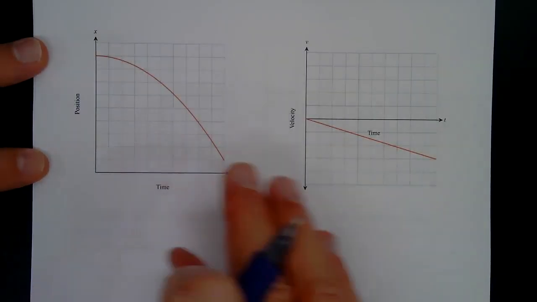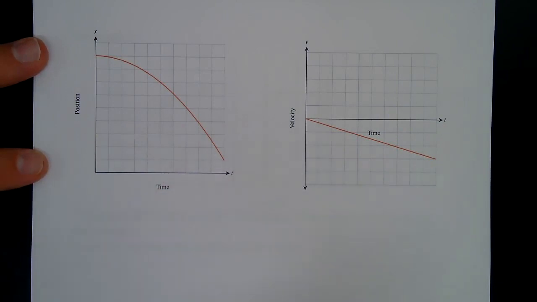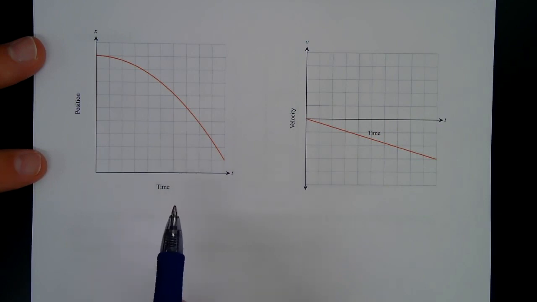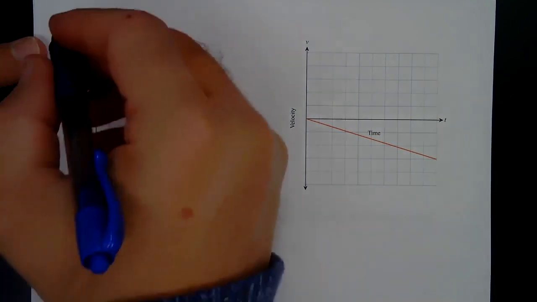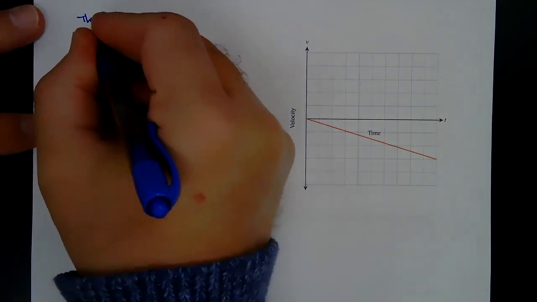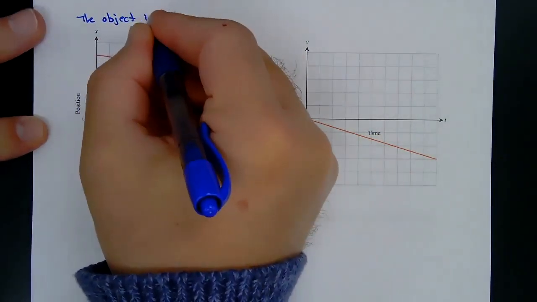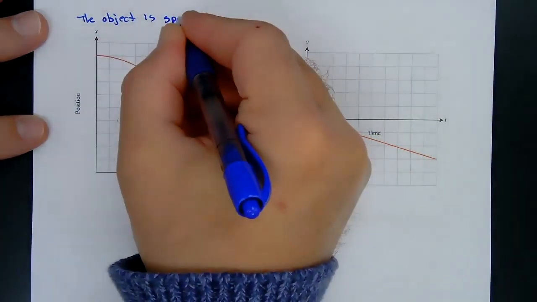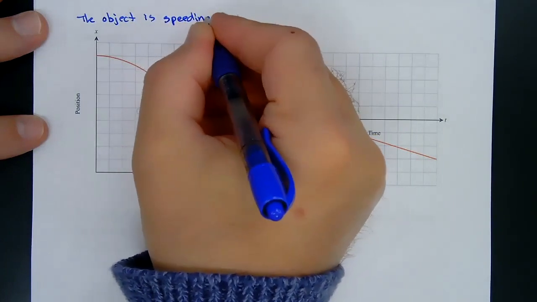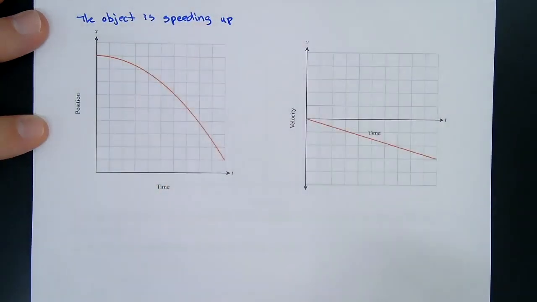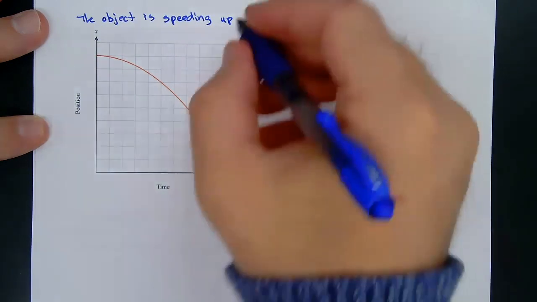Once again, these two graphs are describing the exact same motion. So in this case, the object is speeding up and moving in the negative direction. Okay, so the object is speeding up and moving in the negative direction.